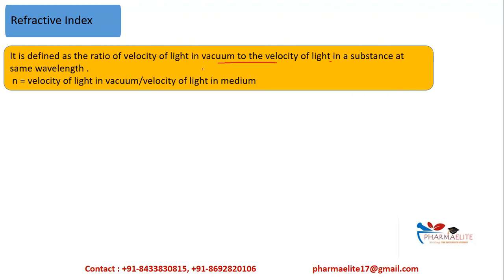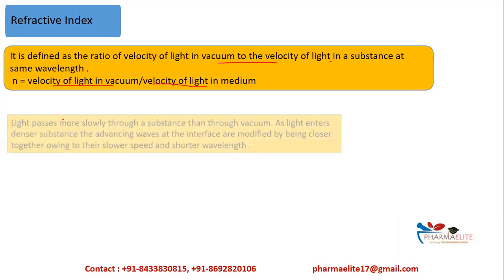That's why it is a ratio of velocity of light in vacuum. That is light कितने speed से vacuum में travel करता है to the speed of light in a particular medium or a substance. That is whatever medium you have taken. And it is defined by this formula. N is equal to velocity of light in vacuum, or sometimes even people consider here air, to the velocity of light in the particular medium under consideration. Refractive index, this is a standard definition.